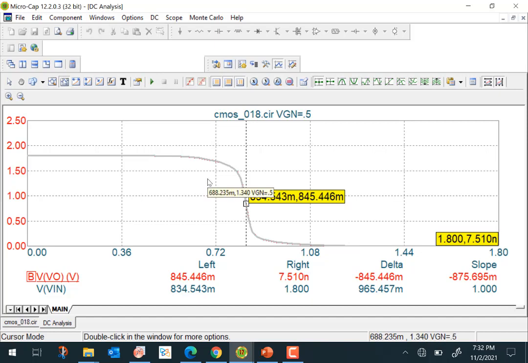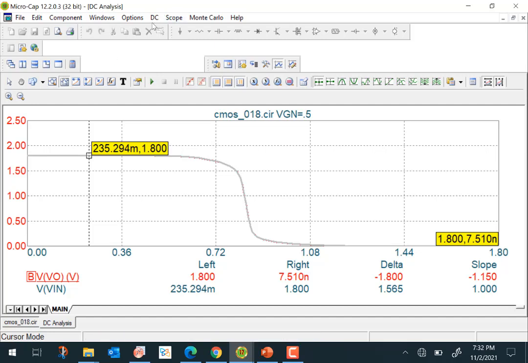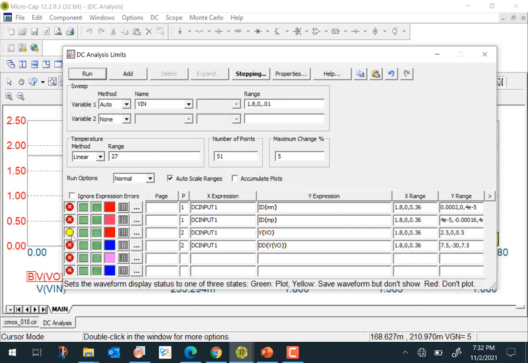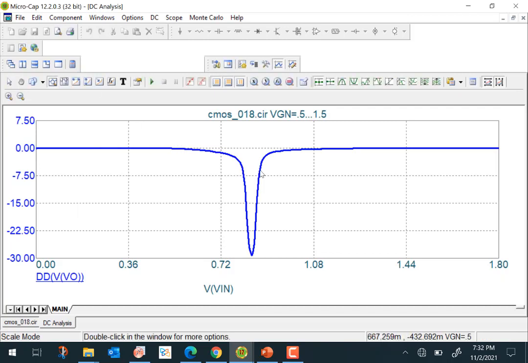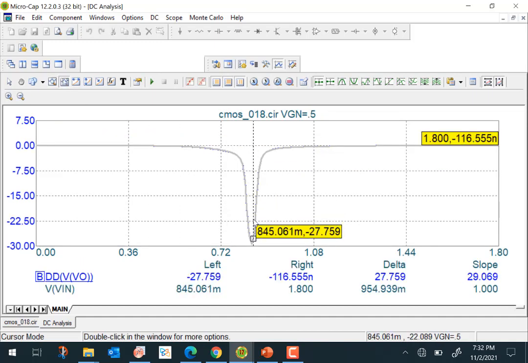And if you would like to find out more about the VTC, we can go back and limits here. You can differentiate it. In this case, we are going to plot the derivative. DD is the derivative of the output voltage. All right, so let's plot that. So this is the derivative of that particular plot. And from here, we can find out the maximum gain.